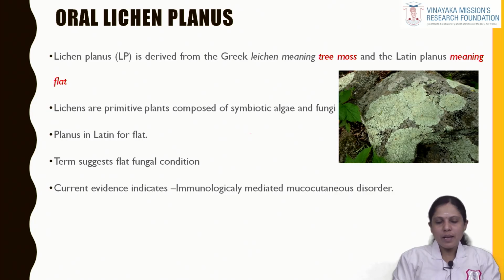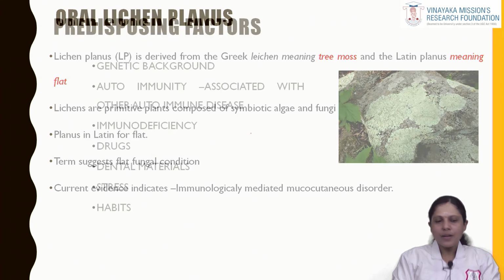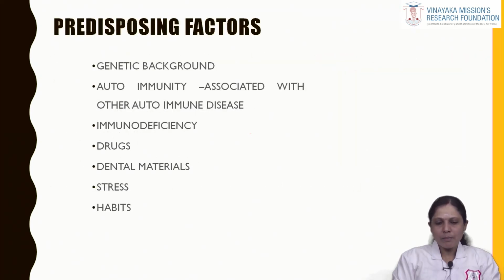Coming to oral lichen planus. Oral lichen planus is derived from the Greek word where lichen means tree moss and planus in Latin means flat. Lichens are primitive plants composed of symbiotic algae and fungi. So it literally suggests flat fungal infection, which is a misnomer, where clinically the appearance may mimic a flat fungal condition, but it is an immunologically mediated mucocutaneous disorder, and the predisposing factors may be genetic background, autoimmunity, immunodeficiency, drugs, dental material, stress and habits.